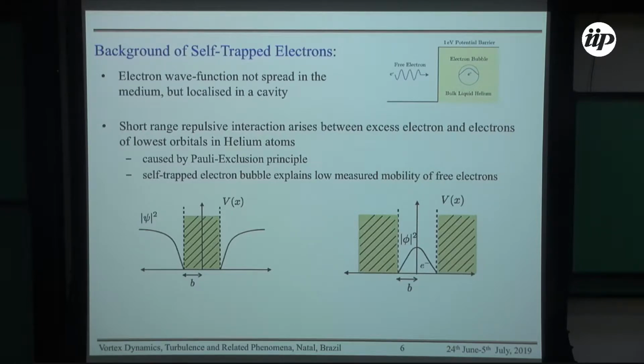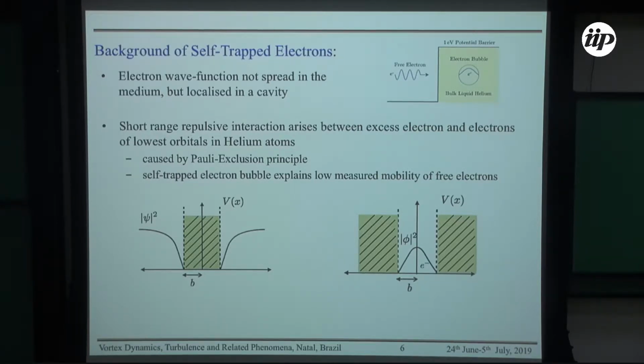So when you inject electrons in superfluid helium, what happens is that the bare electron experiences the presence of the electrons of the helium atoms. And so due to the Pauli exclusion principle, they basically do not want to sit close to one another. And so it carves out a cavity in liquid helium-4. And so what that means is that these electrons do not reside in the bare state, but they reside in the self-trapped bubble state.